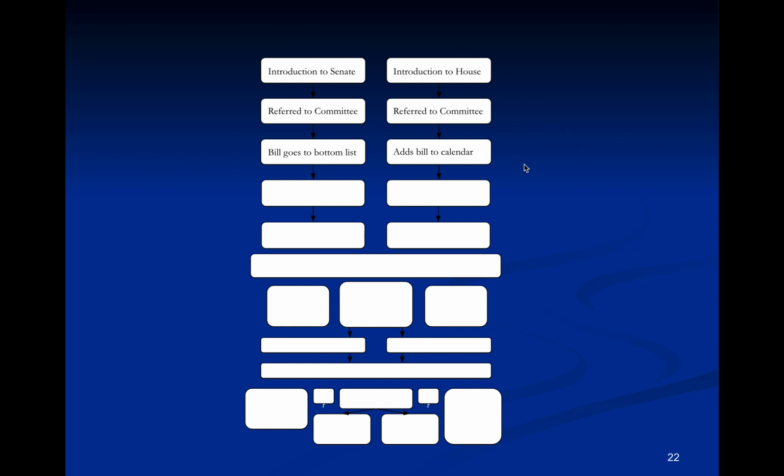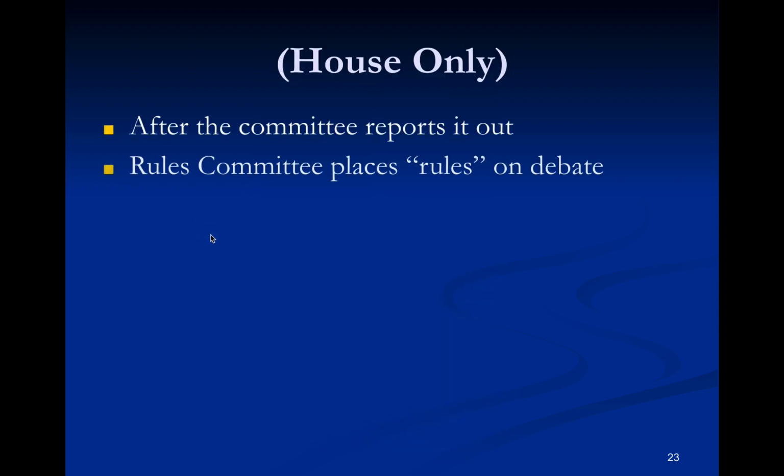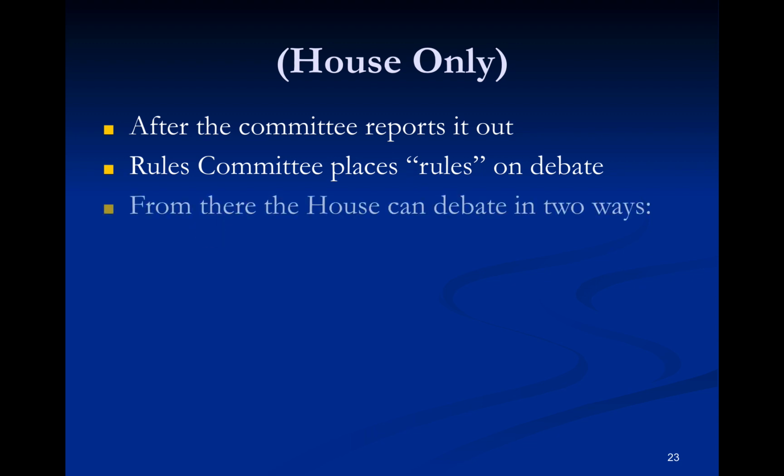So the third box on your committee, on the left-hand side, the Senate does everything in the order in which it's received. So the bill goes to the bottom of the list that the Senate is working on. In the House, however, the bill gets to be added to the calendar, and this is done by the Rules Committee in the House, and this process is extremely partisan and political. So in the House of Representatives, after a committee has reported the bill out and they have voted on it, the Rules Committee gets to place rules on debate of that specific bill.